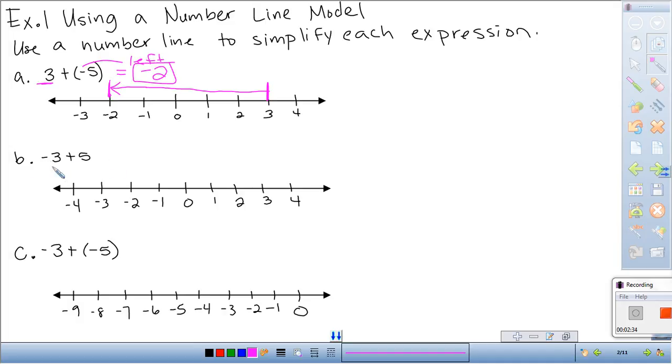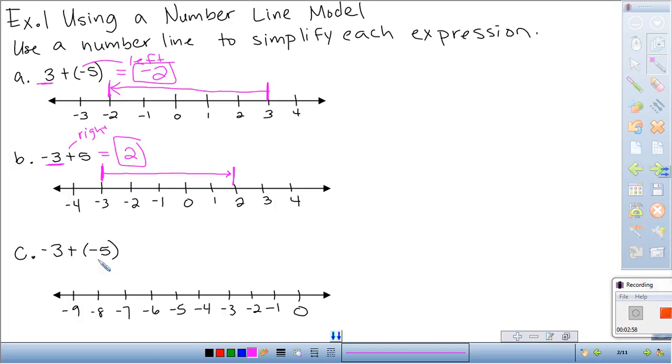B, negative 3 plus 5. Negative 3 is where I start. Plus 5, this plus sign tells me to go to the right. My numbers are getting bigger. Positive, plus, to the right. Then I'm going to move to the right 5 times: 1, 2, 3, 4, 5. And we stop at 2 this time. Therefore, negative 3 plus 5 is 2.